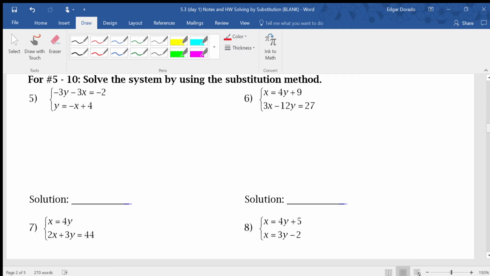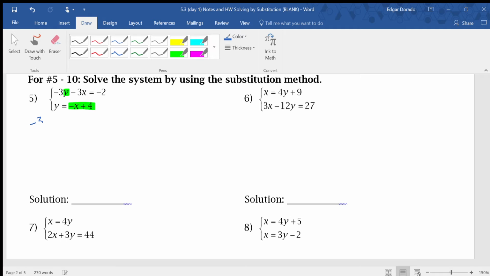So again, ask yourself the question, which one should I solve for? Or rather, which one is already solved all by itself? So which variable is all by itself? Well, this y is all by itself. y equals negative x plus 4. So I'm going to go ahead and substitute that y into that other y. Okay, so what do we get?